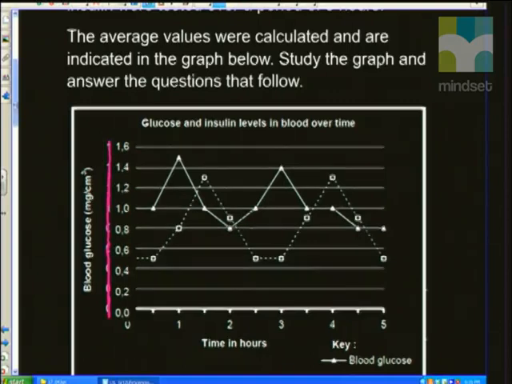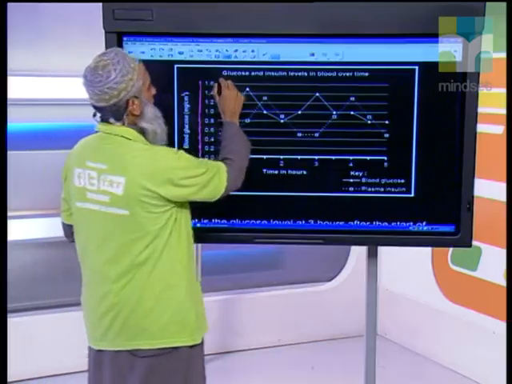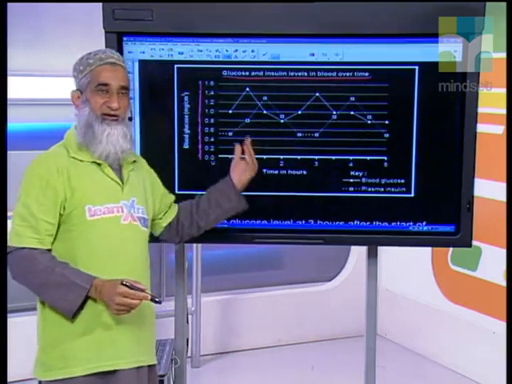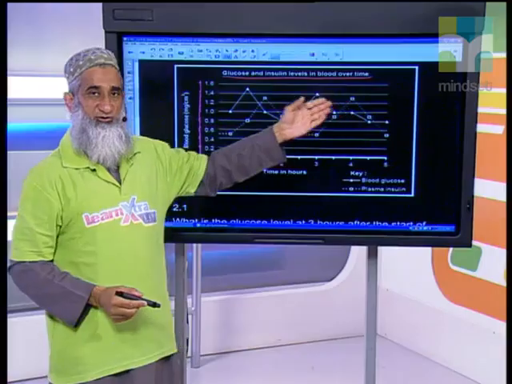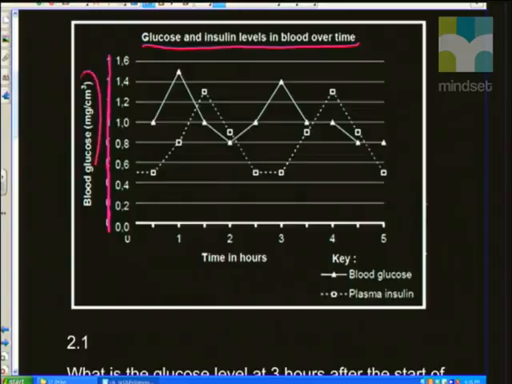Now we need to look at the graph and answer the questions. What are they telling us? Glucose and insulin levels in blood over time. Can you see the independent variable and the dependent variable there? Time is the independent variable, and the levels of insulin and glucose are the dependent variables. Therefore, they are found on the y-axis. In this case, both are there. So we're talking of blood glucose and plasma insulin.